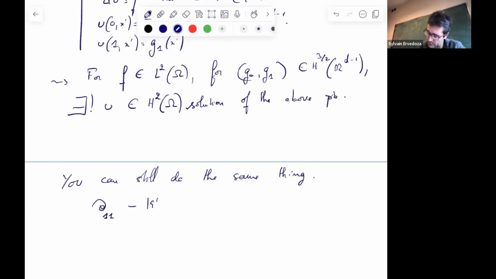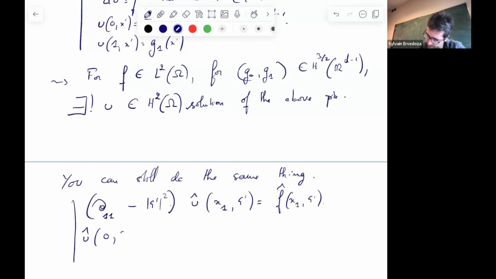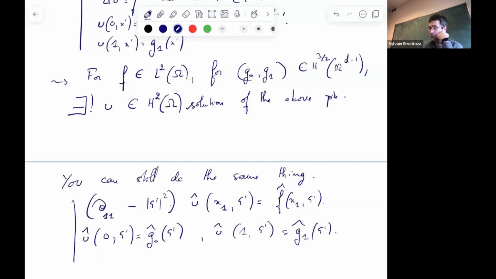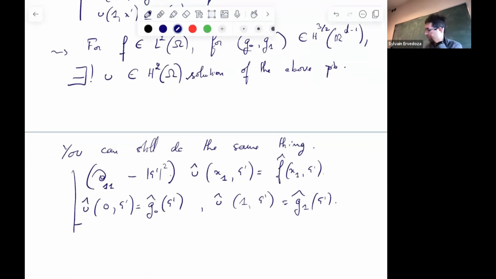So you'll have d11 minus psi prime square of u hat of x1 psi prime equal to f hat of x1 psi prime, except that now you'll have boundary conditions at 0 and in 1. Okay, and so then, of course, you can still compute explicitly the formula.